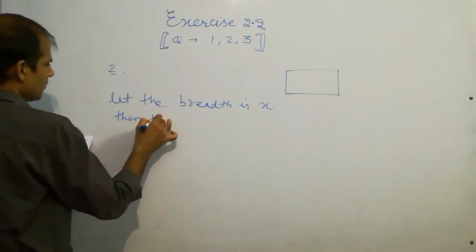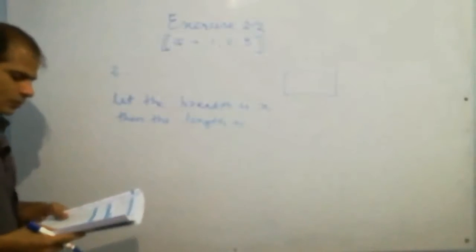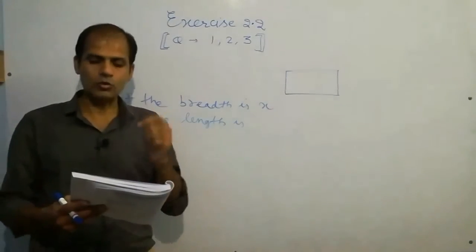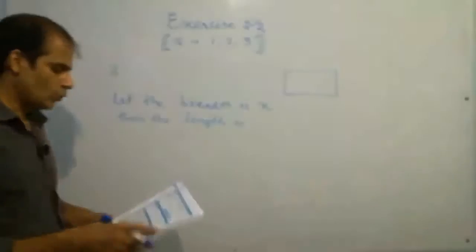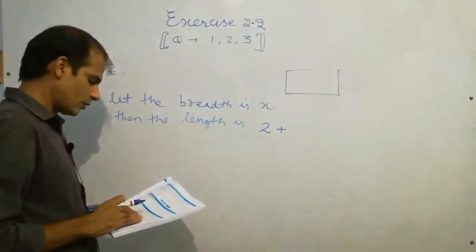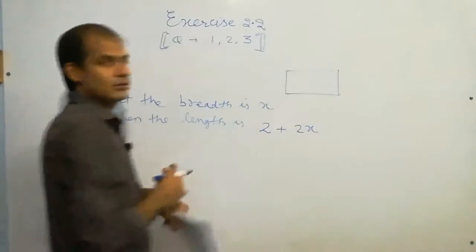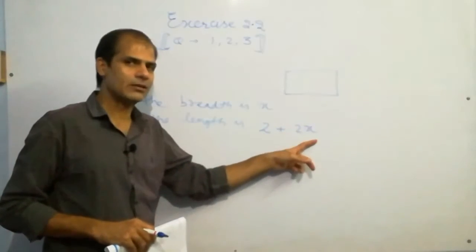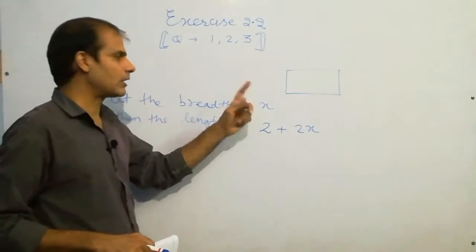The breadth is x. Then the length, so here you have to be very careful. Its length is 2 meter more than twice its breadth. So 2 meter more, then twice its breadth. More means plus, twice its breadth, breadth is x, twice means multiply by 2. So this is the breadth and this is the length.